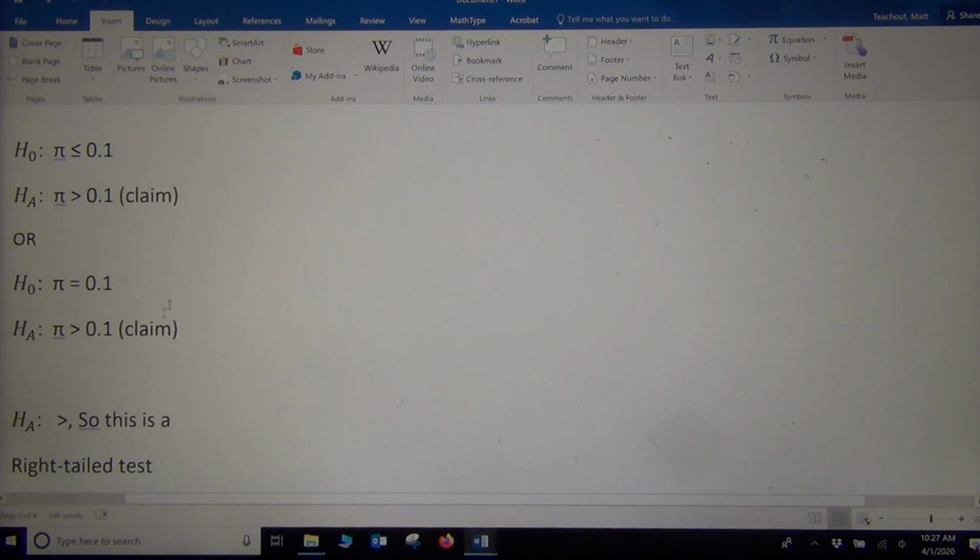Okay, so you could really write the answer either way. I probably would write the answer like this. H0 where pi is equal to 0.1 and then HA pi is greater than 0.1. But I would accept it if you wrote it either way.